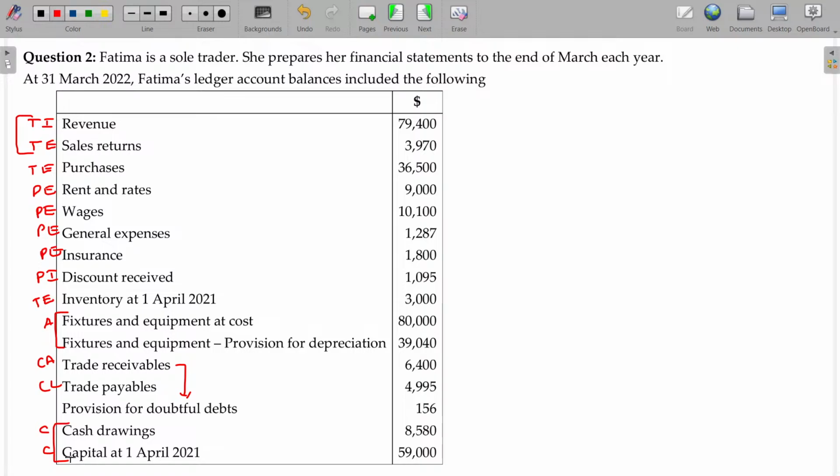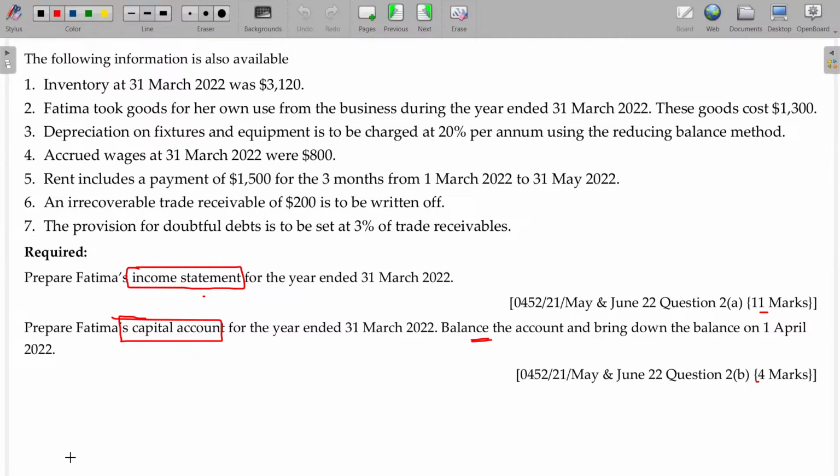Now you mark down. Before you transfer, finish up the adjustments. After that you can transfer. So adjustments should be incorporated in 2 different places. The following information is also available. Number 1 is inventory. This is closing inventory. It will be taken to 2 places. One is subtract from the cost of sales. Another one is it will be a current asset.